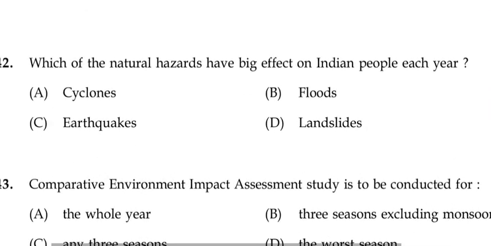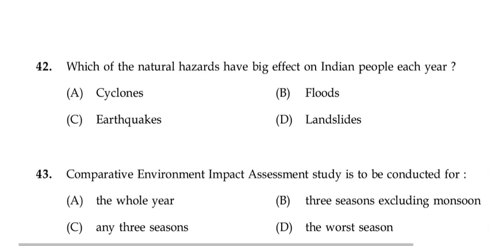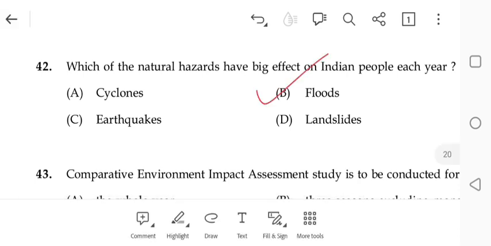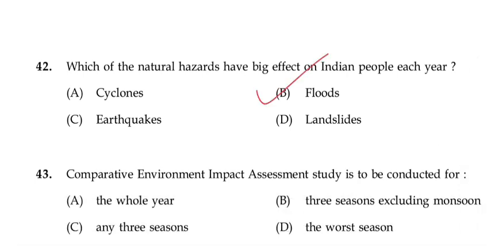Next, 42 says, which of the natural hazards have big effect on Indian people each year? Cyclones, floods, earthquakes, landslides. 42. Correct answer will be B, that is flood. Especially in Assam, each year flood creates havoc.